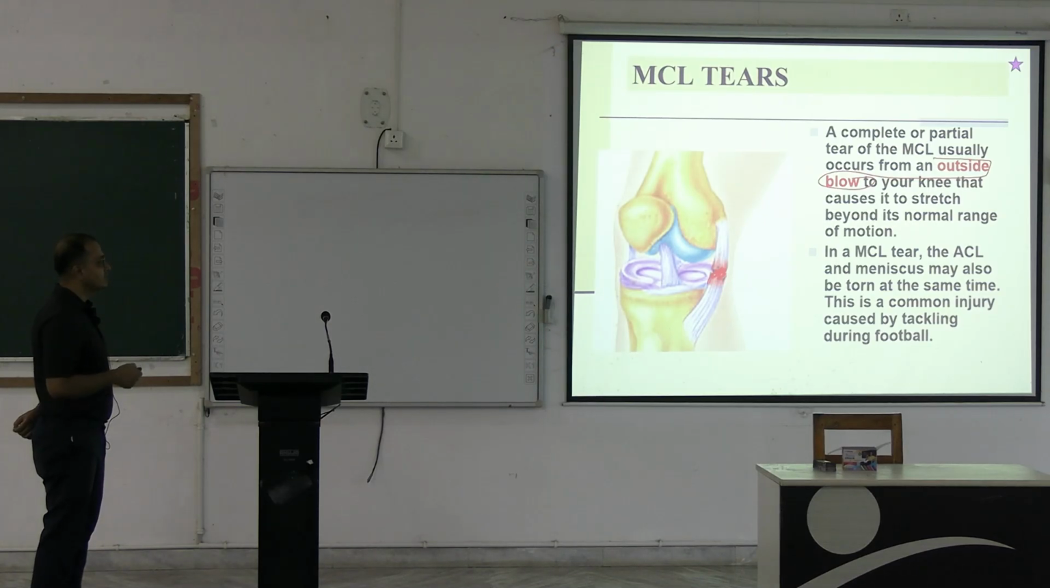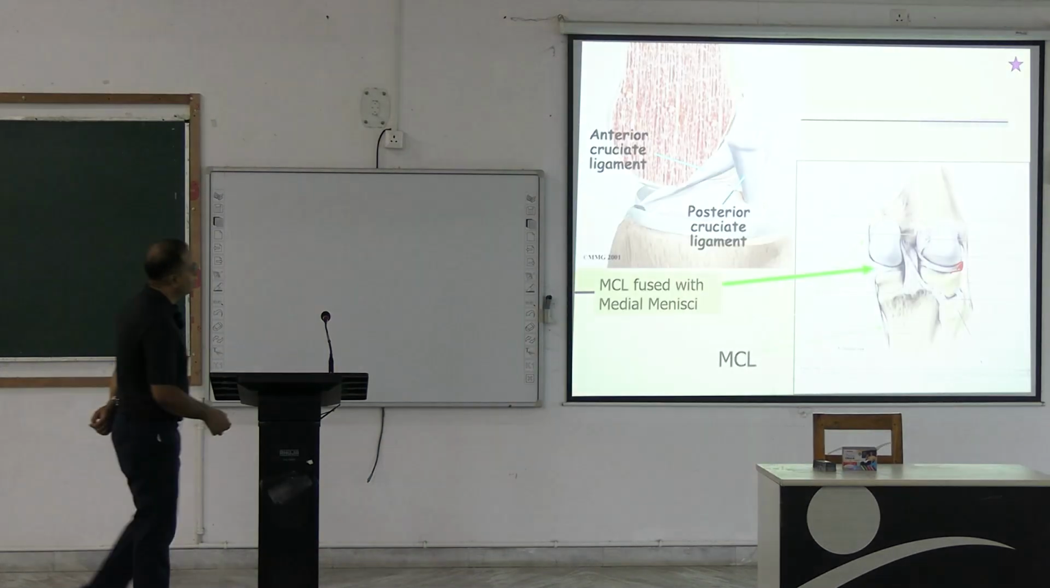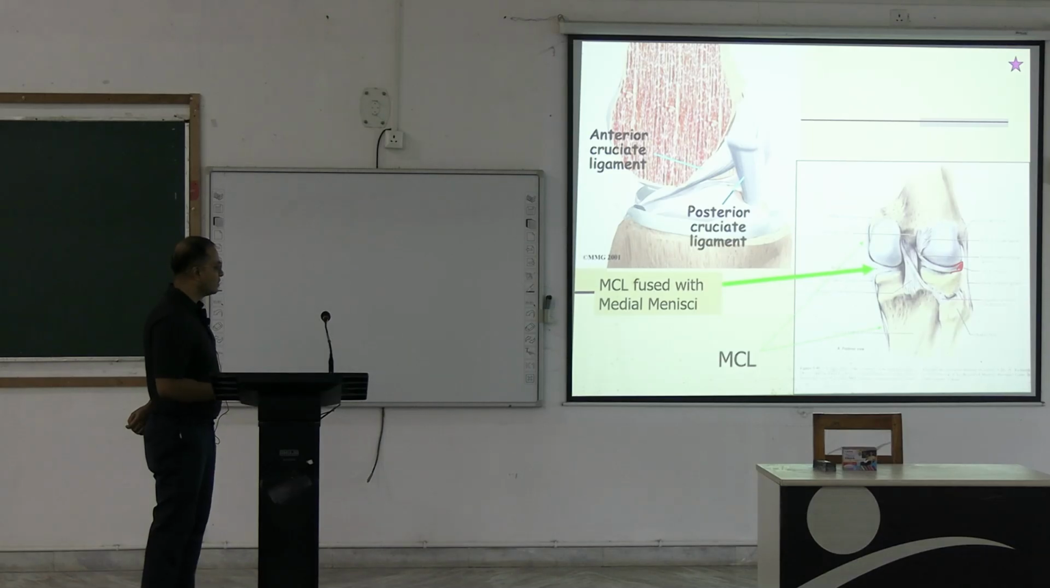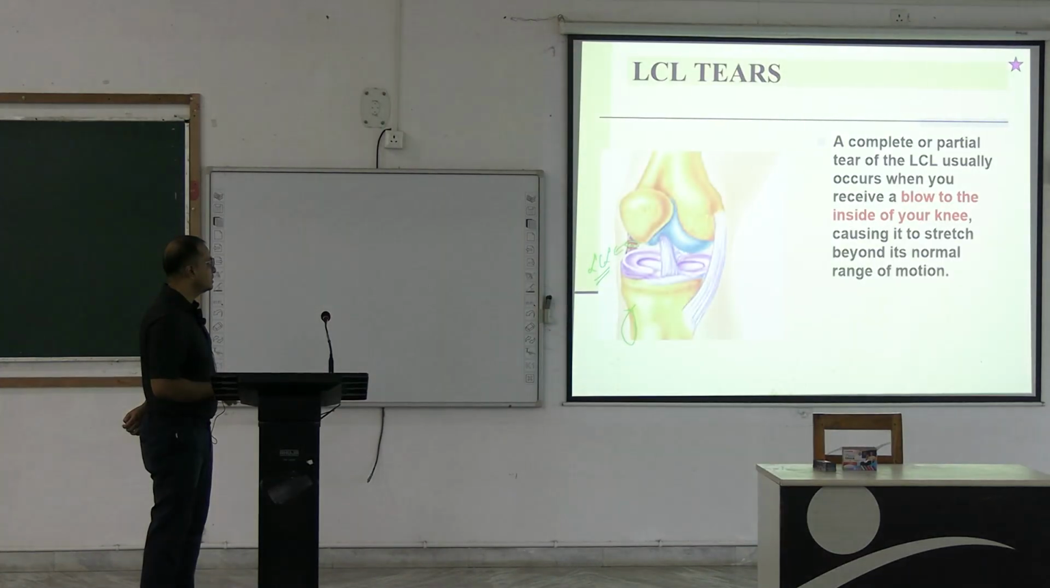We call this an MCL tear, which may be associated with an anterior cruciate ligament tear. At the same time, the meniscus may be damaged. If these three things happen together, the MCL tear, the anterior cruciate ligament tear and the meniscal injury, we call them the triad of injuries. This triad commonly happens in sports injuries or road traffic accidents, which involve the cruciate ligaments, anterior and posterior cruciate ligaments.